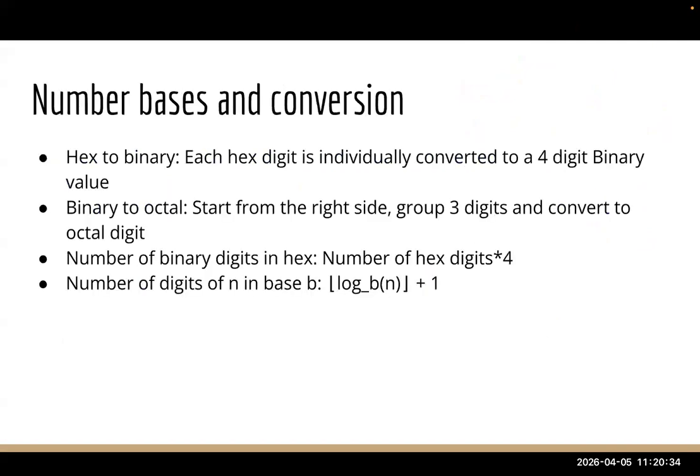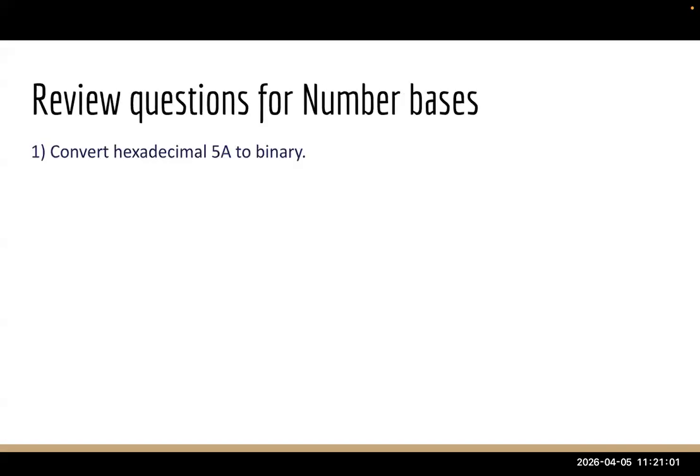Now, number bases and conversions. This is the next part. So we have hex to binary. Each hex digit is individually converted to a 4-digit binary value. Binary to octal: we start from the right side, group 3 digits, and convert them to an octal digit. Number of binary digits in hex: number of hex digits multiplied by 4. Number of digits of n in base B: we use a formula. We use floor of log base B of n, and then we add 1 to that.